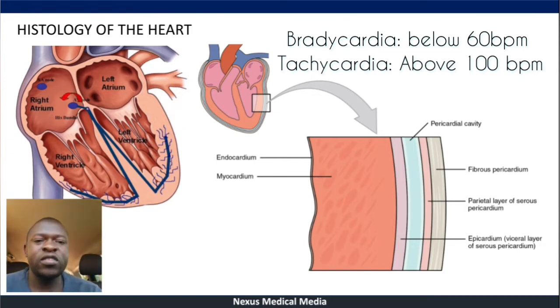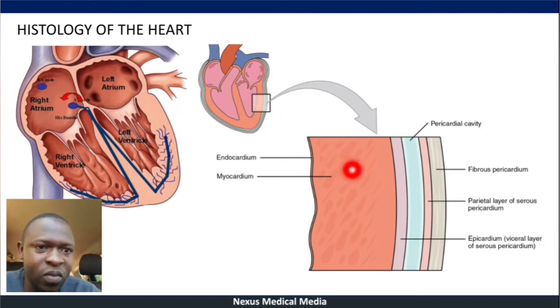Next will be the contractile cells, right? These are cardiomyocytes. They have the ability to contract, right? So this is a special muscle, right? So you can see here, this layer is called myocardium. All right, so let's cut here. Let's have a zoomed view of this.